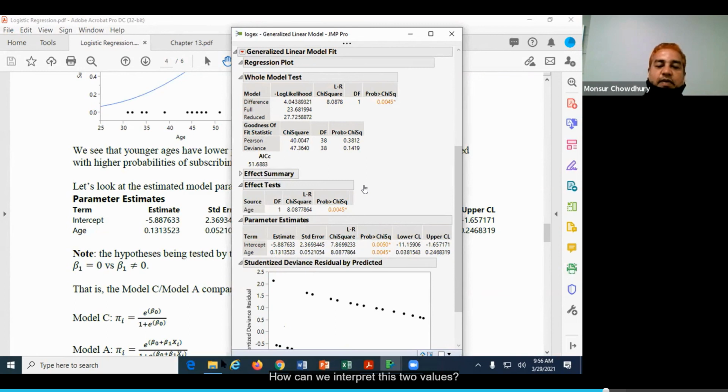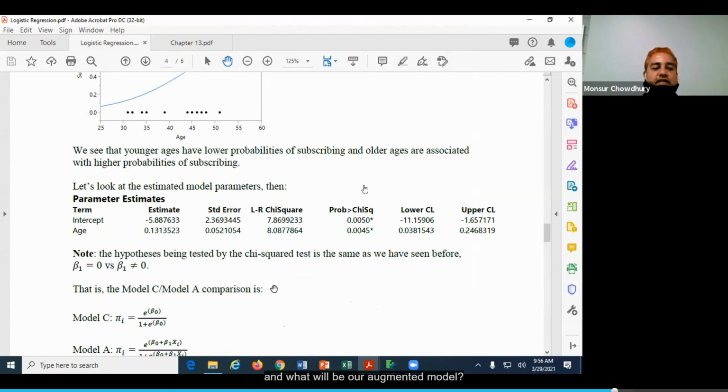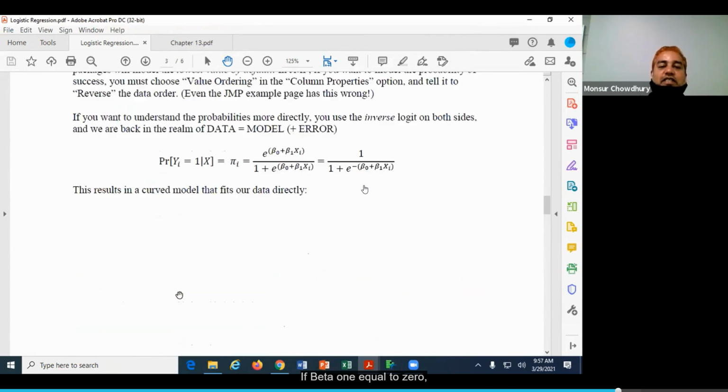Now, how can we interpret these two values? This is not like our simple linear regression case, where we can say for every 1 unit increase in age, the predicted value of y will increase by 0.131. No, because now we are not fitting a linear regression model. Rather, we are fitting a logistic regression model. So, what will be our compact model and what will be our augmented model? Here, this is the hypothesis test. That means we are testing beta 1 equal to 0 versus beta 1 not equal to 0. If beta 1 equals 0, you can see what happens to this one. This is our model now.